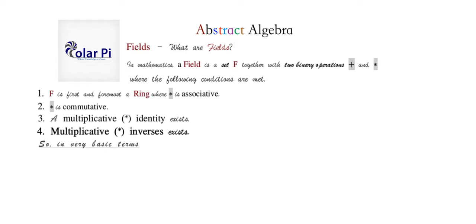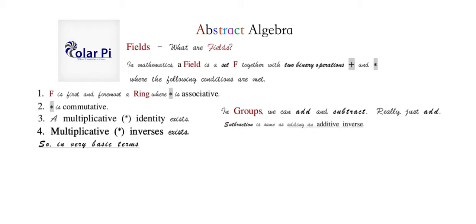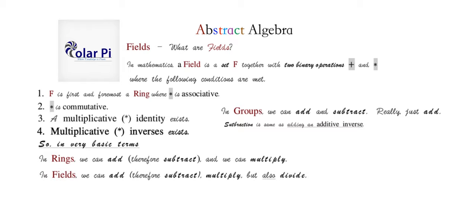Okay, so in very, very basic terms, in groups, we can add. And really, when we say subtract, we're just saying adding the additive inverse. But in rings, we can add and therefore subtract, but we can also multiply. And what makes fields different is that we can also divide. So we can do all the things that we did in rings, but we can also divide in fields. So that's a basic summary.